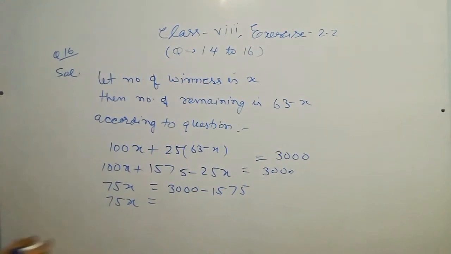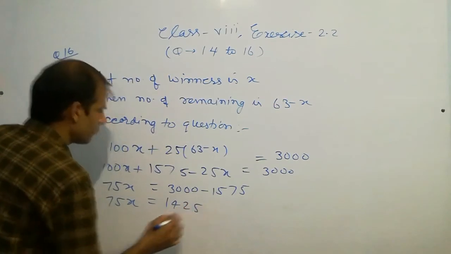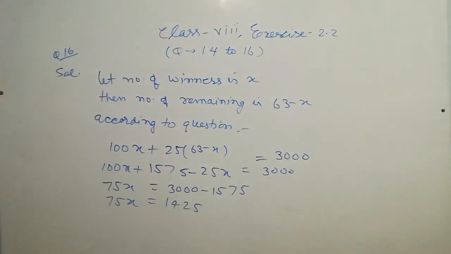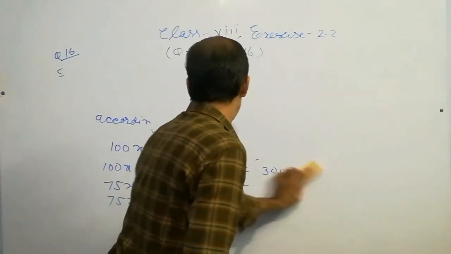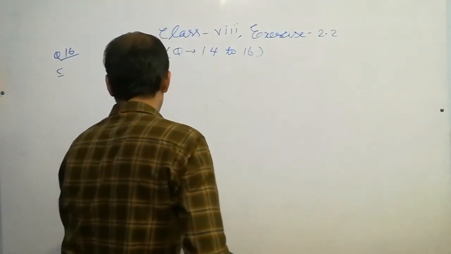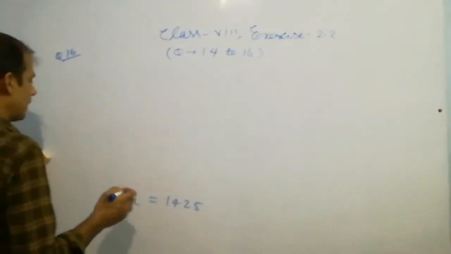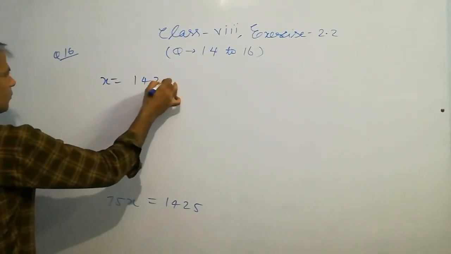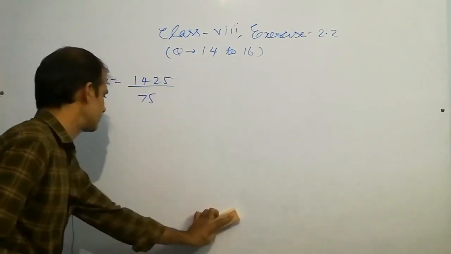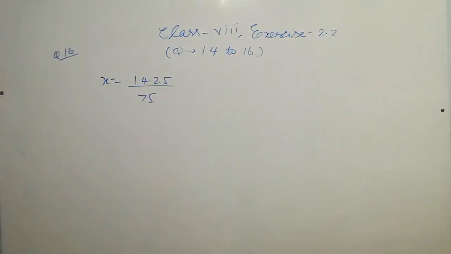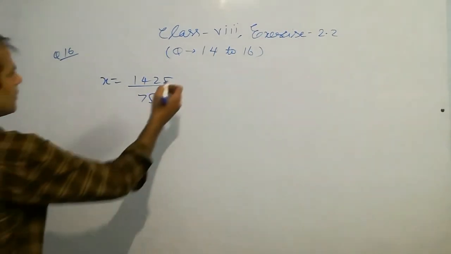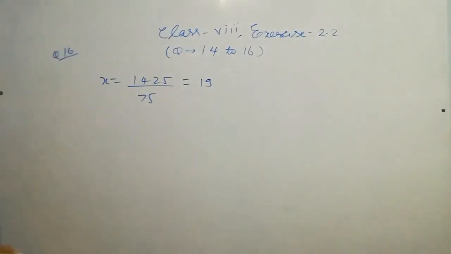75x equals, what is the difference of these? So it is 1425. Okay, so we check it. Now I'm going to erase this, pause the video and note it down. So 75x equals 1425, and x will be 1425 upon 75. If we cancel out these numbers, what will be the answer? It will be 19. You can solve it in a rough notebook.